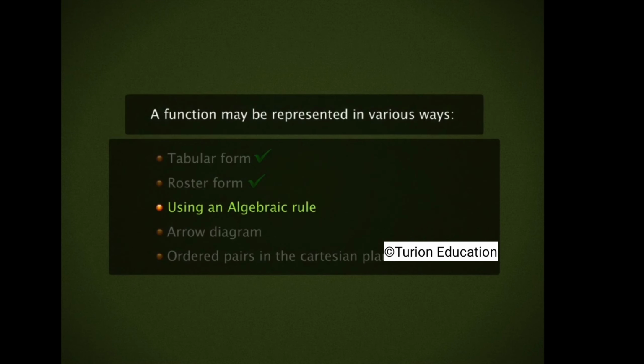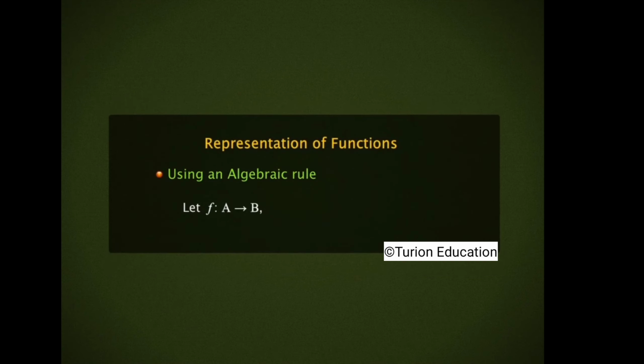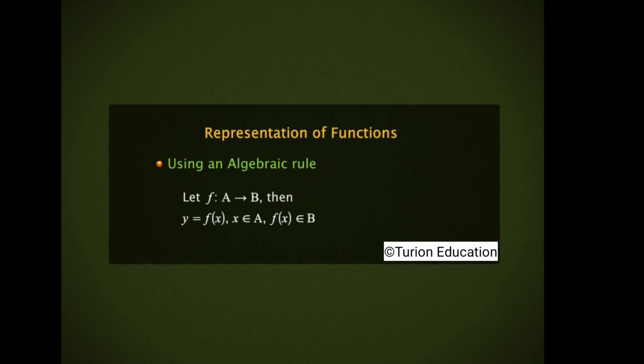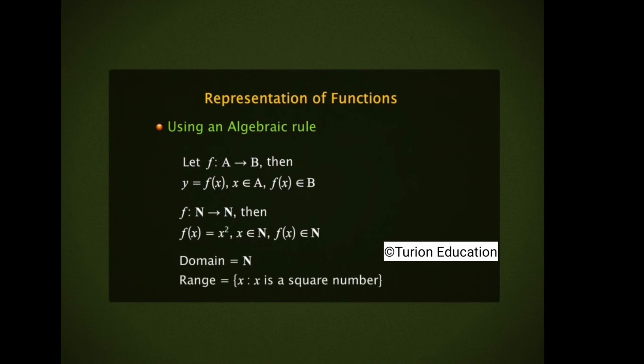Moving on to the third representation as the algebraic rule, if f is any function from set A to set B, then we can write it using the algebraic rule as shown. Consider this function, which maps every natural number to its square. This function can be expressed in the algebraic rule as shown here. It is easy to see the domain and range of the function from this representation of the function as well.